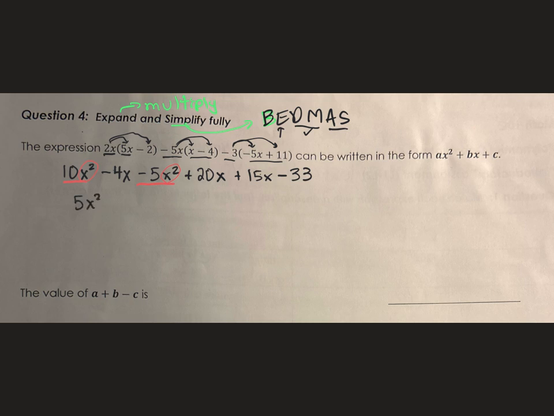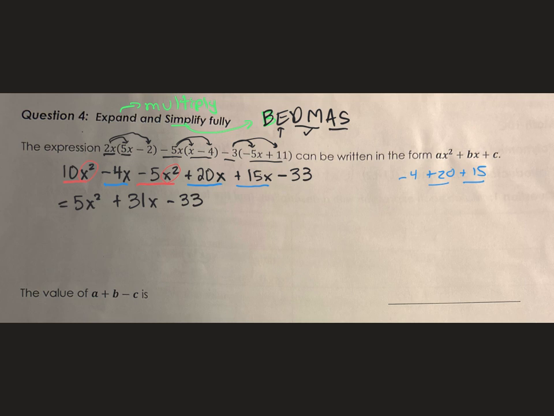All right, next like term, -4x. We're looking for any terms that have x, so positive 20x, positive 15x. Those all have x, and now we add those numbers: -4 plus 20 plus 15. I usually put the positives together and then take away the negatives. So 20 and 15 added together would be 35. Minus 4 would be 31. So we have positive 31x. And then lastly, -33. There are no other like terms that don't have an x. So there we go, that would be your answer.